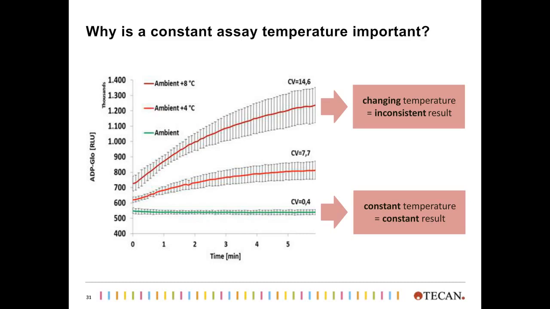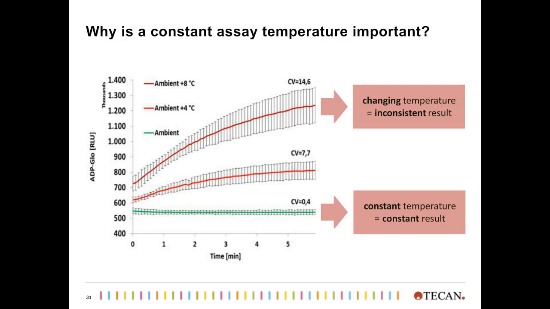As we can see here on this slide, the signal uniformity of replicate samples can drastically vary when an assay is performed at different temperature levels. The green line is how it should be, you could say. A constant temperature throughout the entire measurement period means lowest possible CV, lowest possible results variation. So this is what every researcher should aim for, providing a constant temperature for the assay setup throughout the entire measurement period.